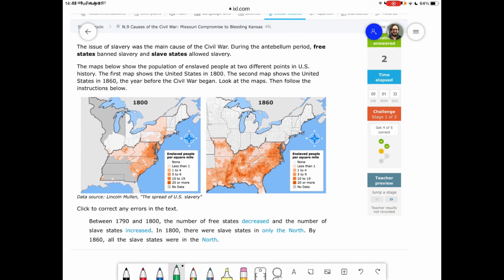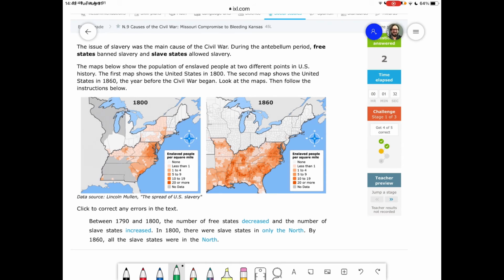In our final example, we are provided information from 2 maps and a brief reading passage above the maps. Let's take a look at the passage. The issue of slavery was the main cause of the Civil War. During the antebellum period, free states banned slavery and slave states allowed slavery. The maps below show the population of enslaved people at 2 different points in U.S. history.